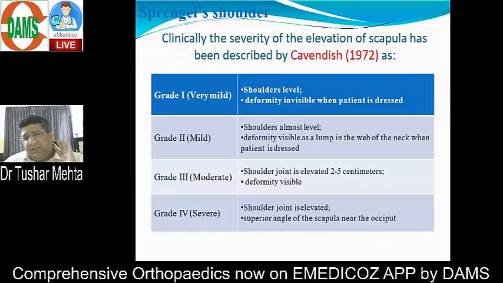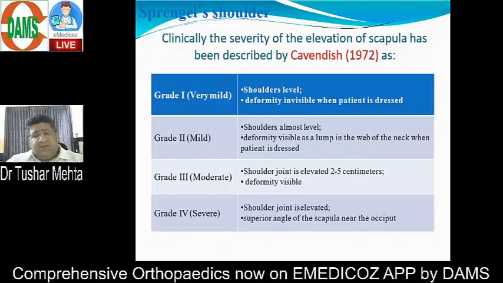So there are 4 stages. In Cavendish clinical grading, you can understand it like this: very mild, mild, moderate, severe. Stage 1, stage 2, shoulders are at level. Stage 3, stage 4, they are not at level. Stage 3, it is elevated slightly. Stage 4, it is elevated to an extent that the scapula is touching the occiput.